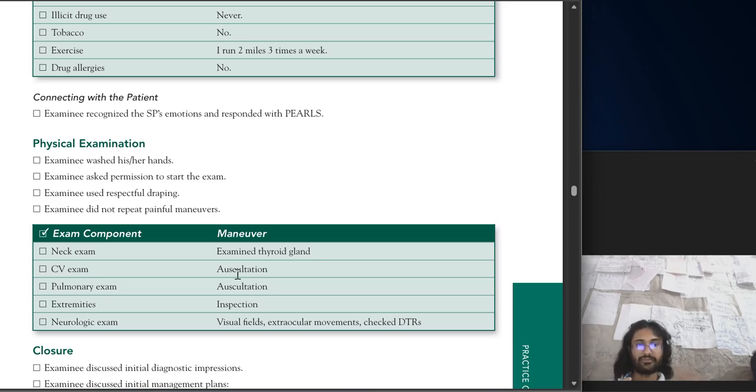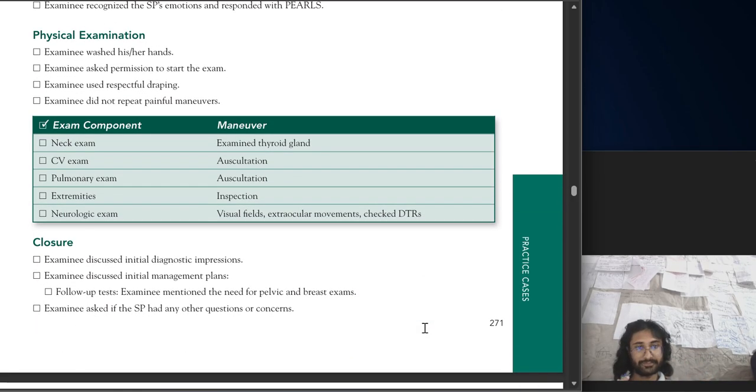By using a stethoscope, we are doing auscultation at various points. Pulmonary exam, again auscultation, backside. Extremities inspection. Neurological examination, like visual fields, extraocular movements, and check the DTRs. Closure. Now, examinee discussed initial diagnostic impressions. Now, one diagnostic impression does come into our mind after doing everything. Like we did verbal examination and we also did physical examination.